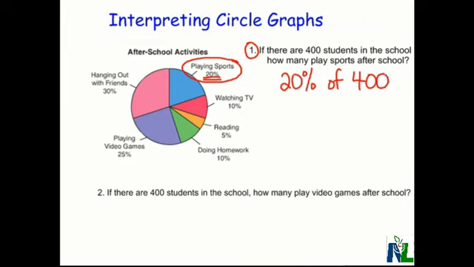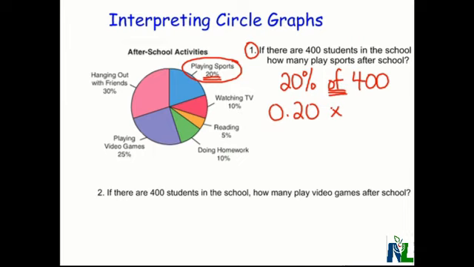400. And everybody should be really good at finding this, because this was from chapter 3, finding the percent of a number. If we're going to find the percent of a number, we convert the percent into a decimal, which is 0.20 or just 0.2. And the word "of" in mathematics means to multiply.